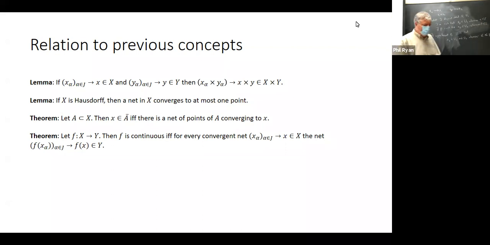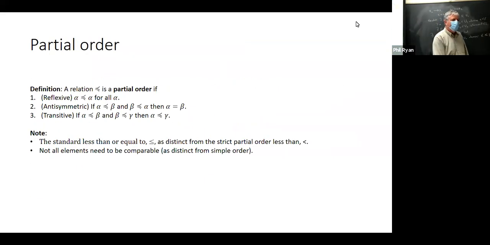You'll notice though that every time we do this, in all these proofs, we never use anti-symmetry. So when we go back here, we only ever use properties 1 and 3 of the partial order. So this concept of a net does not need anti-symmetry.